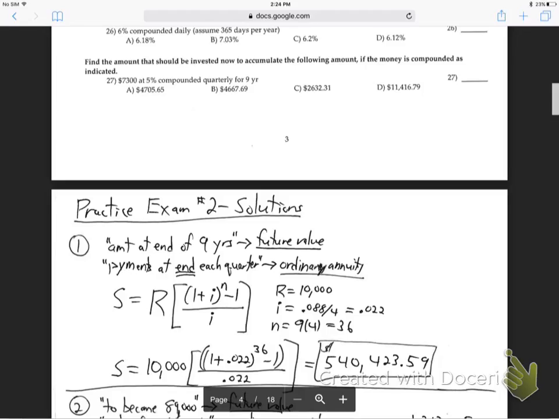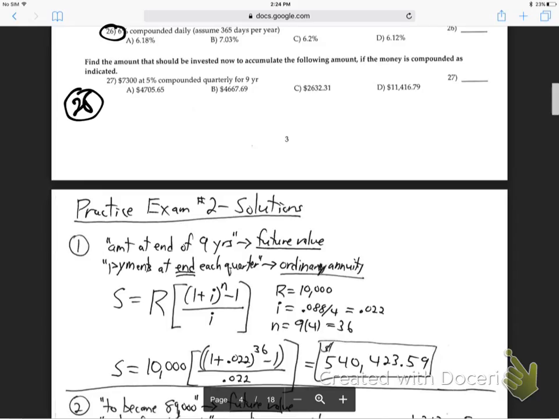Okay, find the amount that should be invested now to accumulate the following amount if the money is compounded as indicated. So, 26, I'm sorry, 27's not special at all. It's 26 I want to make sure I show. Yeah, so for 26, how do you find, what does it say, APY?